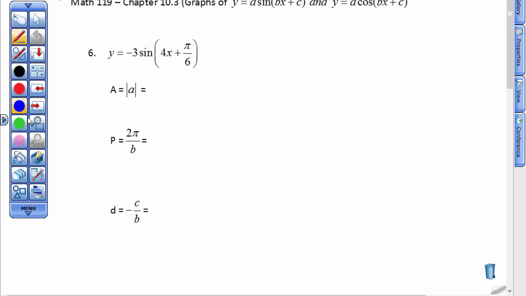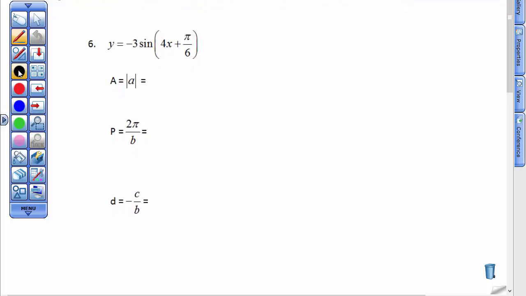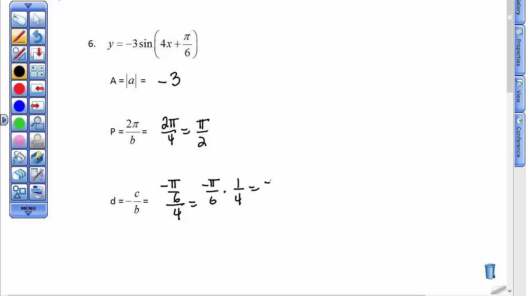Let's see if we have time to do the next one. I'm going to do this one really quickly. You should pause the video and do it on your own. So I mean really fast. I'm going to do it. Amplitude, period, reduces, opposite of C divided by B. Divide by 4 means multiply by 1/4, negative pi over 24. So I can do these quickly if I want to.